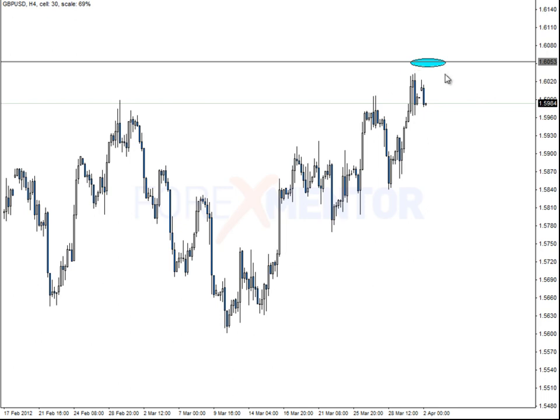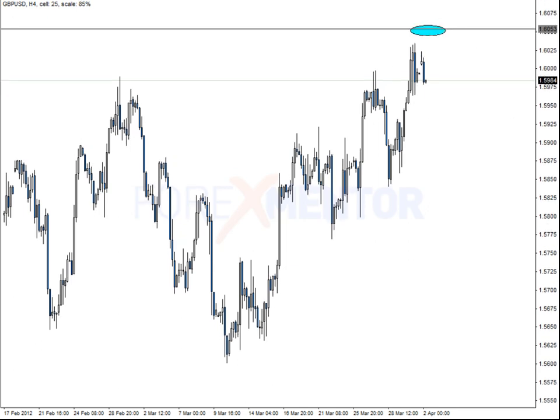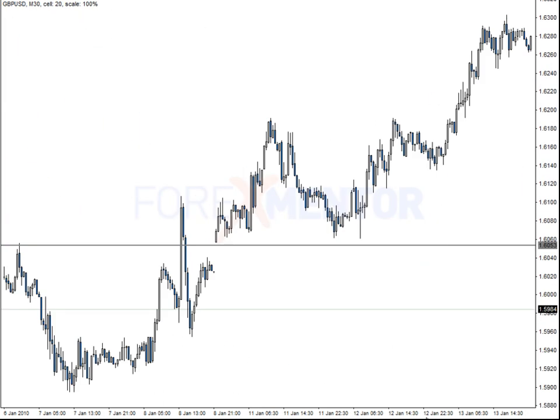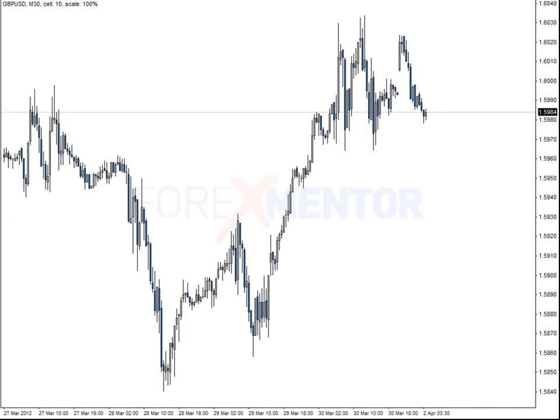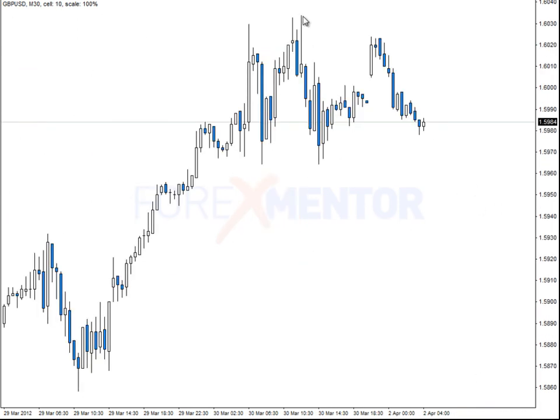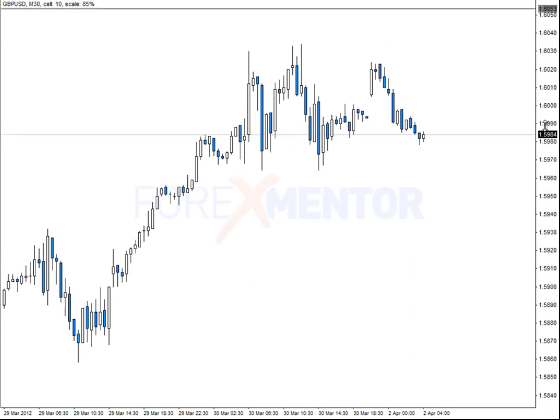Okay, so we now move over to the smaller time frame. I'm just going to get rid of that ellipse. Move over to the, it's actually set up on a 30-minute chart. You can see price has come up, rallied, dropped, rallied, dropped, rallied, and retraced. So we know that we've got a key area of resistance up here. It's just a matter of looking for a possible pattern.